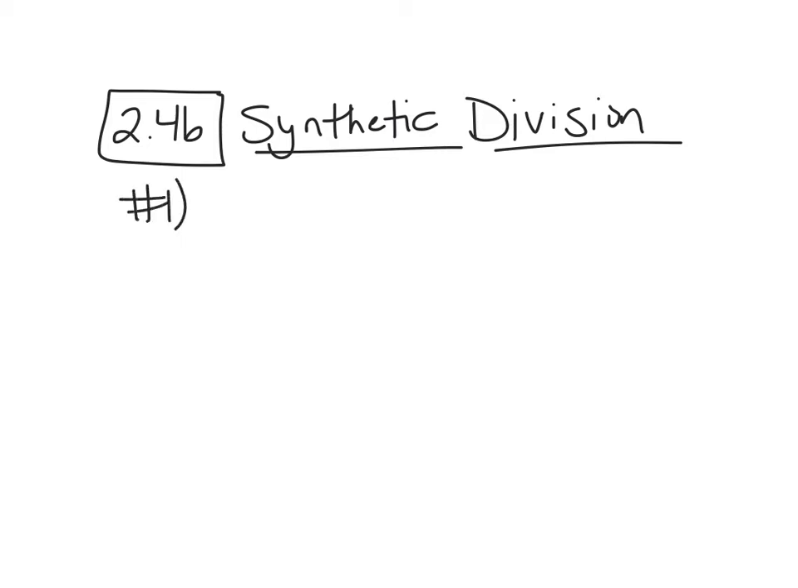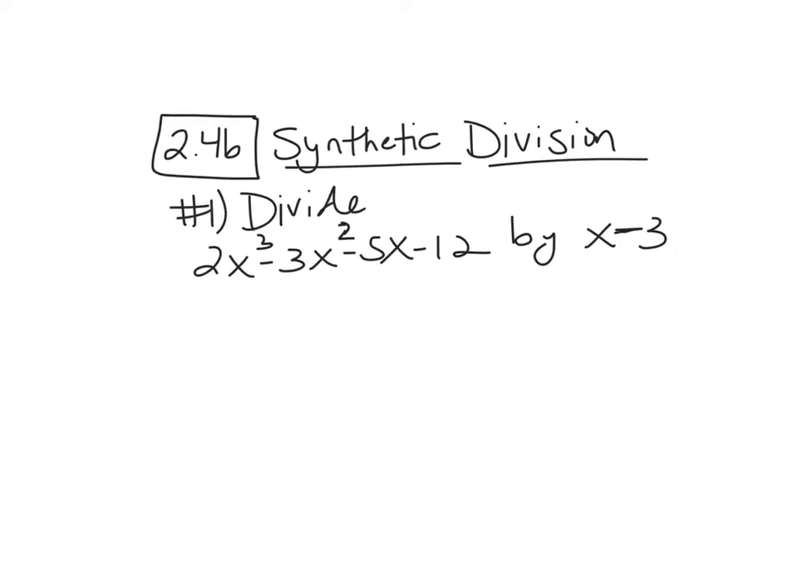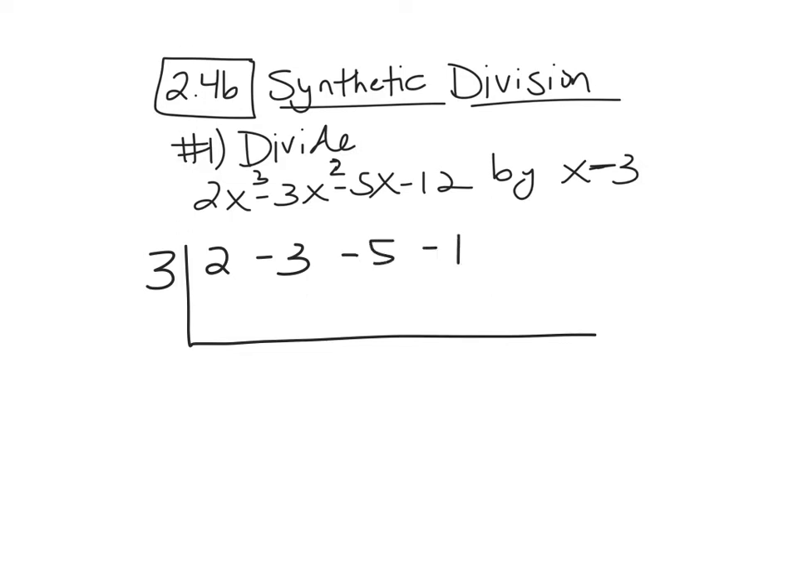Okay, number 1. We're going to divide this polynomial 2x cubed minus 3x squared minus 5x minus 12 by x minus 3. Synthetic division, we're going to do the opposite of things. We're going to take x minus 3 and use 3 from that, and turn our long division sign upside down. We write all the coefficients in order, 3, 2, 1, 0, so 2, negative 3, negative 5, negative 12. And you start by bringing down the 2, and then you multiply.